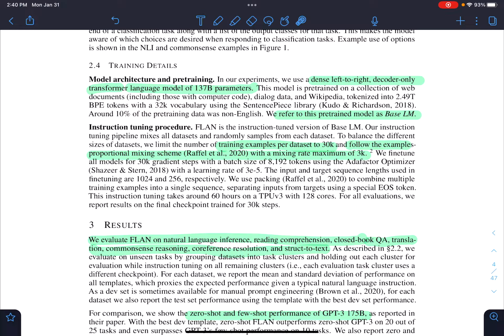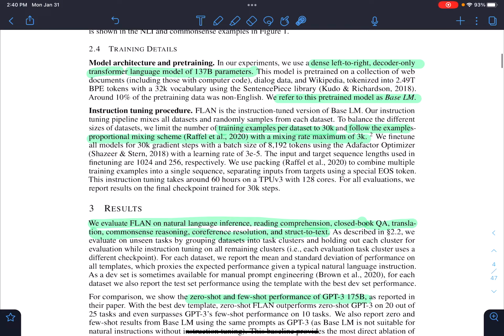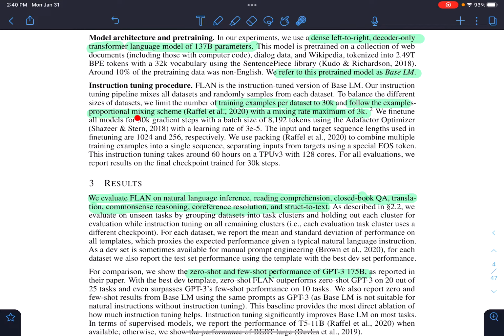And for instruction tuning, you can go through what exactly they do, but the idea behind it has already been explained. For each training example, they limit the number of training examples per dataset to 30K. And they follow the examples-proportional mixing scheme from T5.